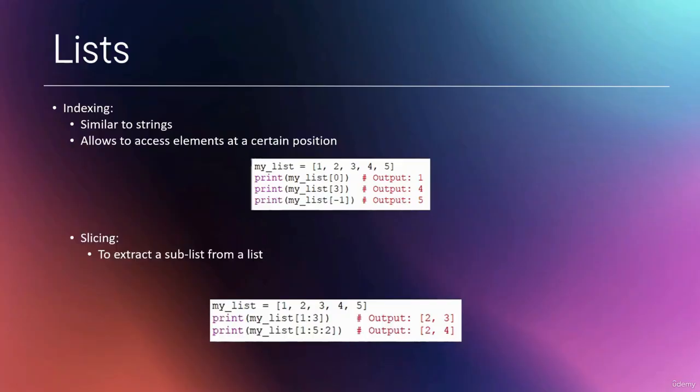Now the indexing for lists is similar to strings. It allows us to access elements at a certain position. Again, it starts from the zero index. Python is a zero index language, so all the indexing and slicing and counting starts from 0 rather than 1. You can see in the 3 examples we can access different elements of the list. If we start counting from 0, for example, the third index would be the value of 4: 0, 1, 2, 3. So we have counted 4 elements, so that is 4.